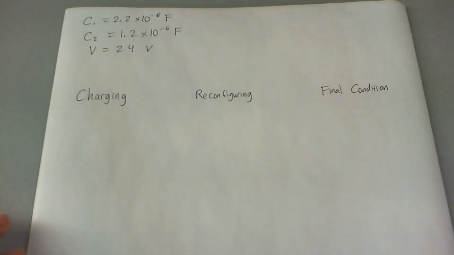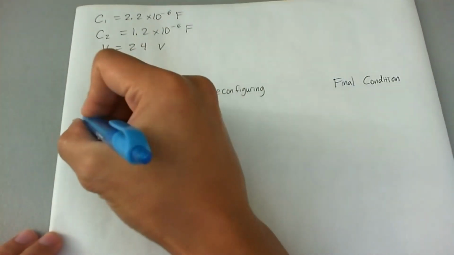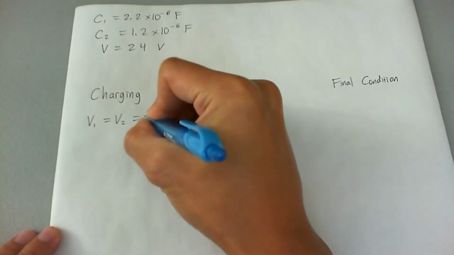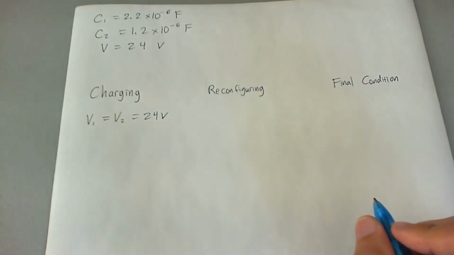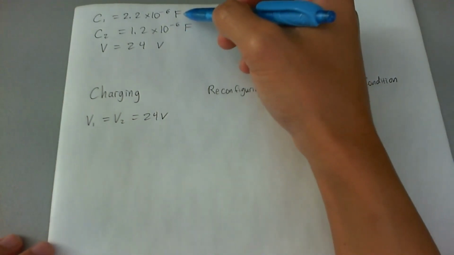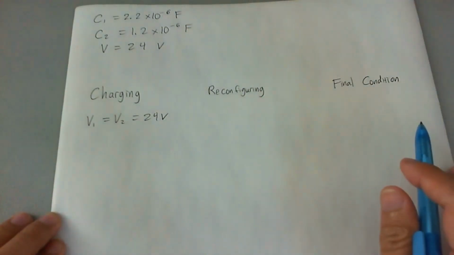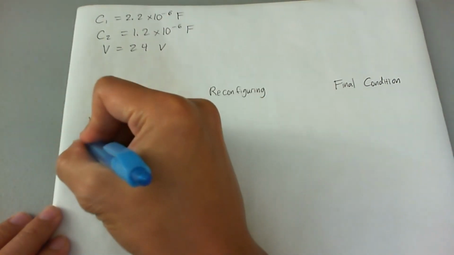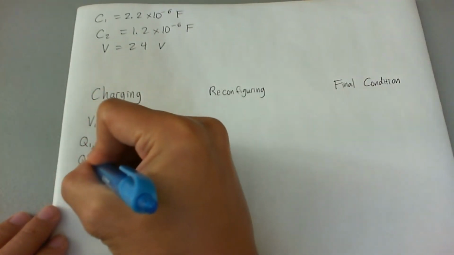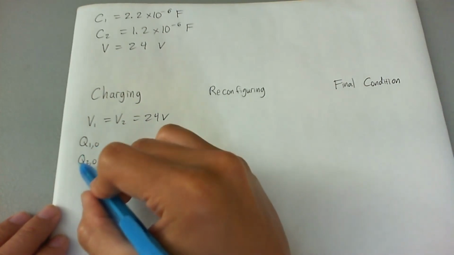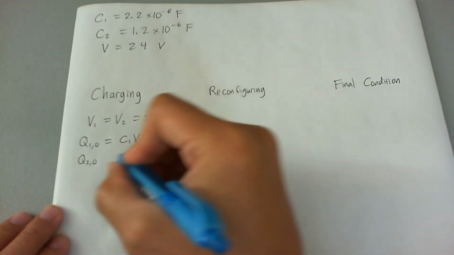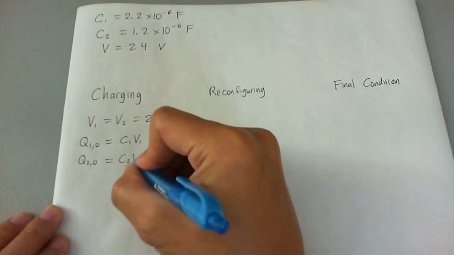Okay. So first of all, for the charging, we know two things: the voltage across C1 and the voltage across C2 is the same as the voltage across the battery, and that's 24 volts. We can go ahead and say that C1 and C2 are just properties of the capacitor, so that will never change. And you can get the charge from both capacitor 1 and capacitor 2. I call that Q1 initial, Q2 initial. That's just going to be C1 times V. This is going to be C2 times V.